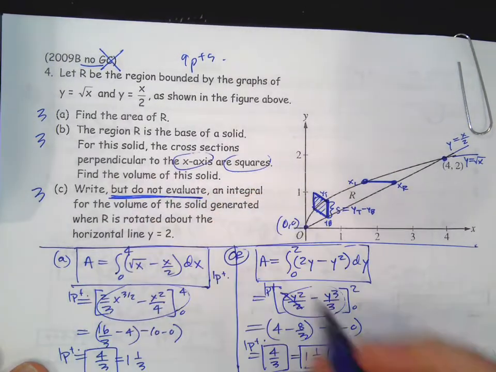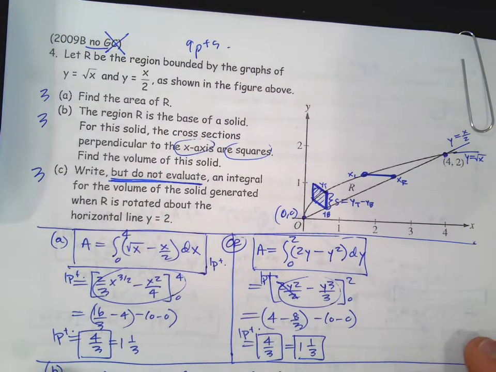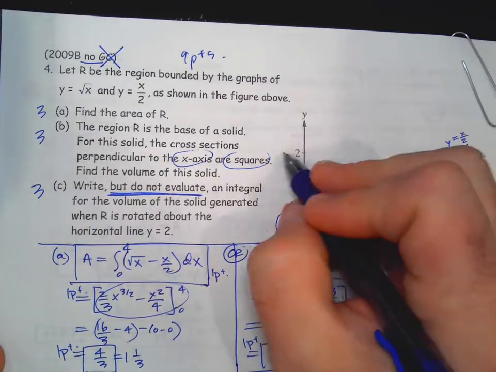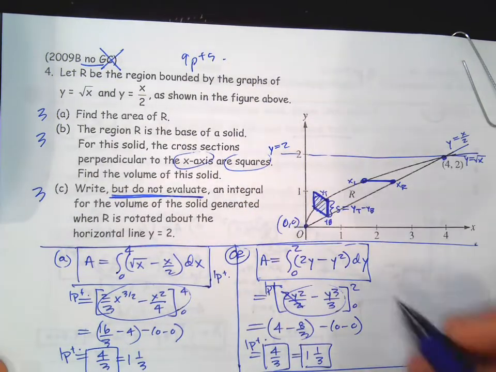So we're going to let you off the hook here. You just have to set up an integral for the volume of the solid generated when R is rotated about the line y equals 2. Now I'm going to go ahead and just draw it up here. I feel okay about fitting it all up here.